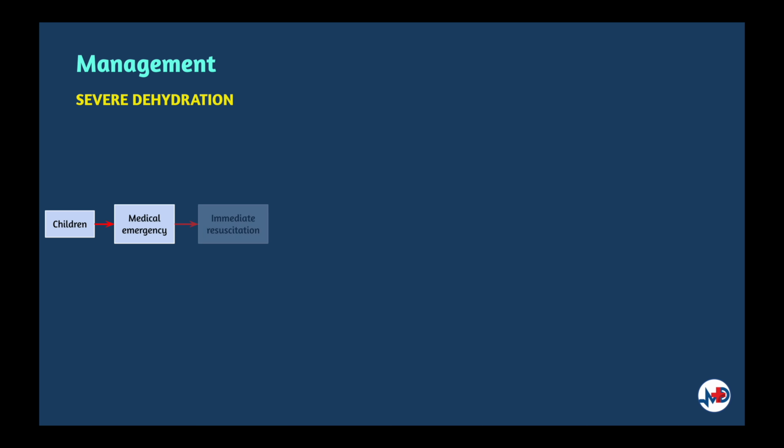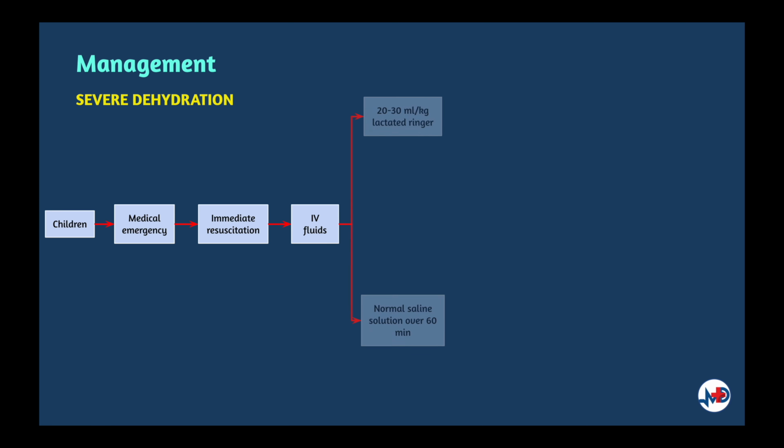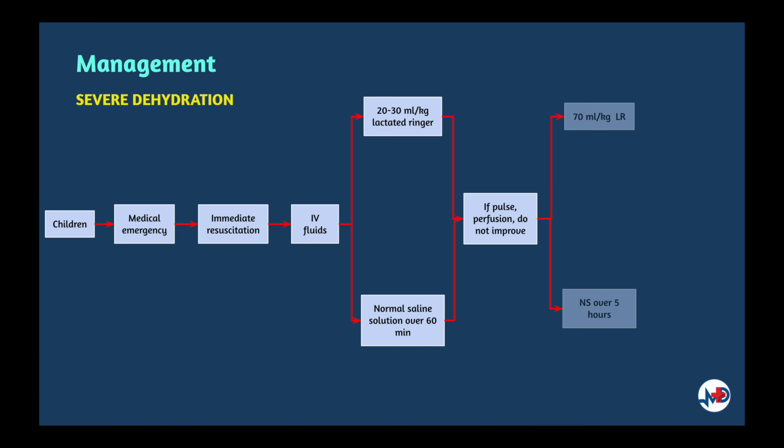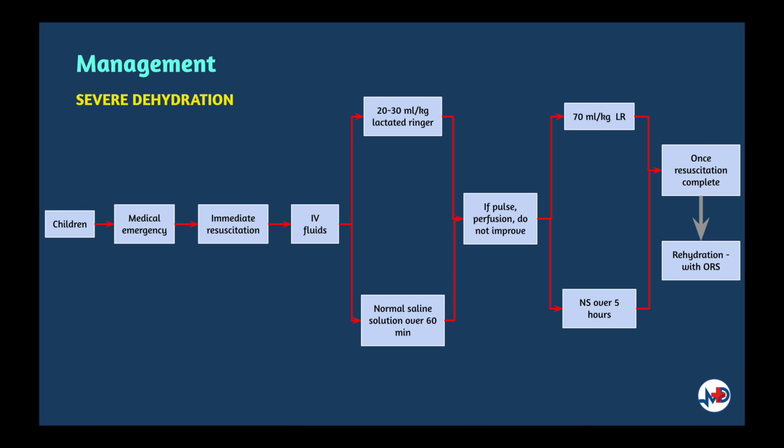In severe dehydration, as it's a medical emergency, it requires immediate resuscitation with intravenous fluids. Intravenous access should be obtained and patients should be administered a bolus of 20 to 30 ml per kilogram, lactated ringers or normal saline solution over 60 minutes.